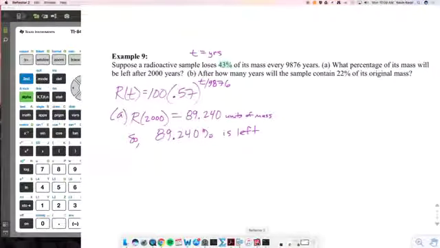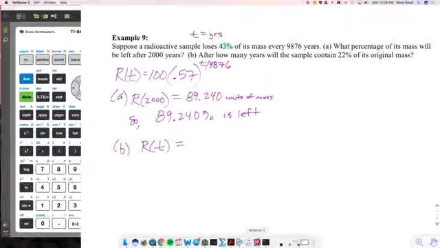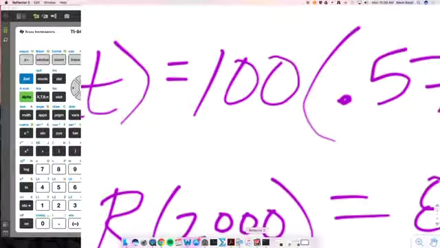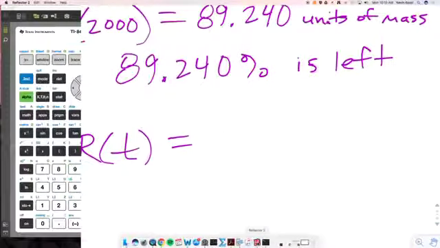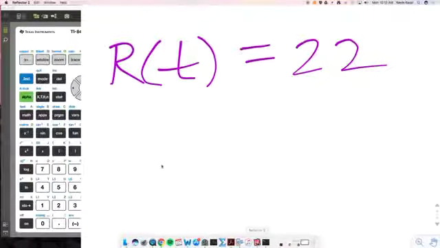All right, part B. After how many years will the sample contain 22% of its original mass? 22% of its original mass. So we're going to have to set R of T equal to 22. Well, we want to know when it's going to contain 22% of the original mass. If the original mass was 100, what's 22% of 100? 22. Man, I'm really glad we chose 100 as our initial amount. So we just put R of T equals 22. And that would be grams, pounds, kilograms, whatever. We don't know what the unit of mass is.